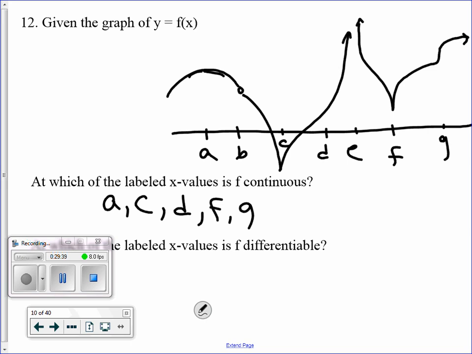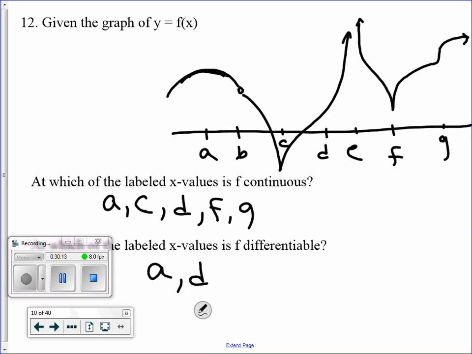At A, you want to make sure not only is it continuous, but no corners, cusps, or vertical tangents. So A is fine. It's nice and smooth. No corners or cusps or vertical tangents, so the derivative would exist there. Next one we would consider is C. Even though it's continuous, there's a corner kind of cusp thing going on there, so we don't include it. Derivative doesn't exist. D, that's fine. No corner, cusp, or vertical tangent.